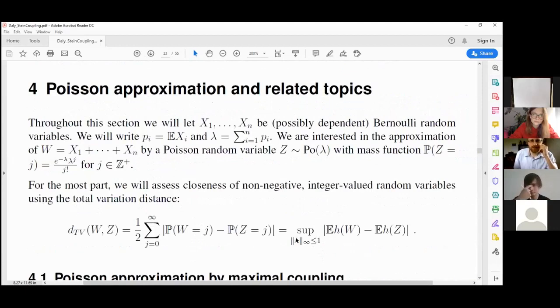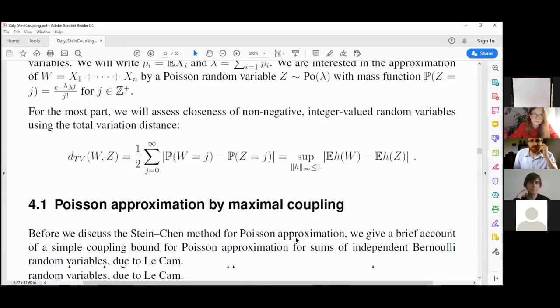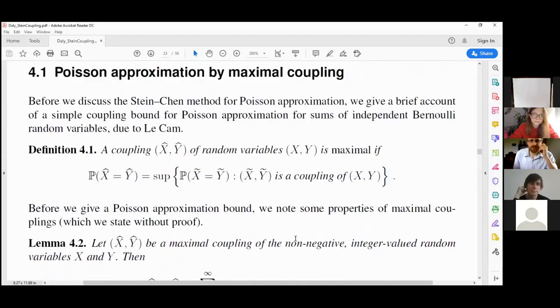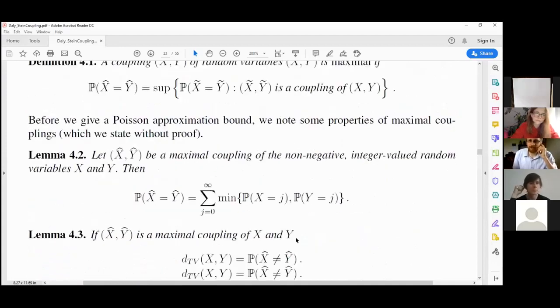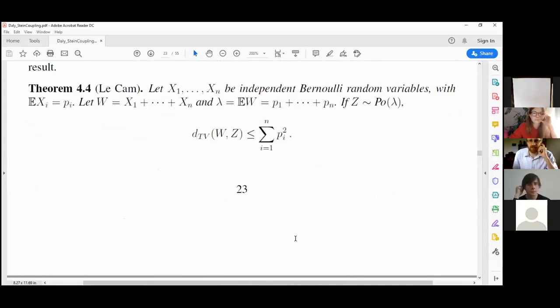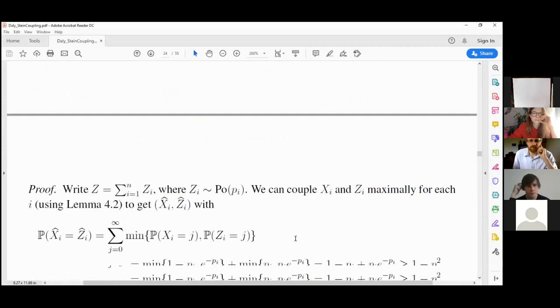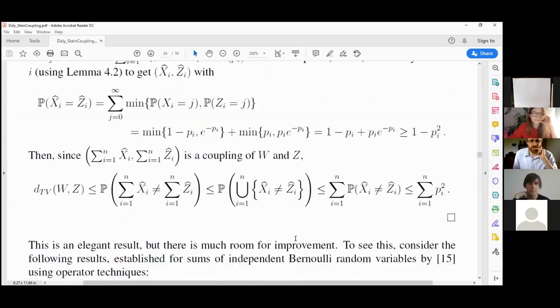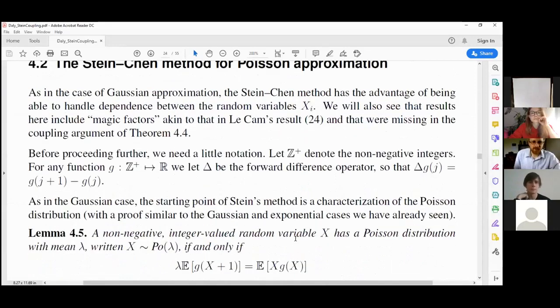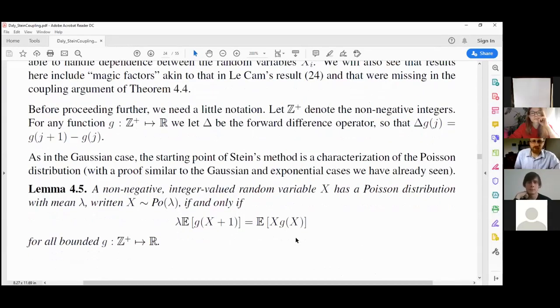We looked at some coupling ideas that were not related to Stein's method, just to illustrate the kind of results that we can get using some other techniques, and illustrate some of the improvements that we can get in some different settings too. So, as with all things Stein related, we started our discussion of Stein's method for Poisson approximation with this characterization.